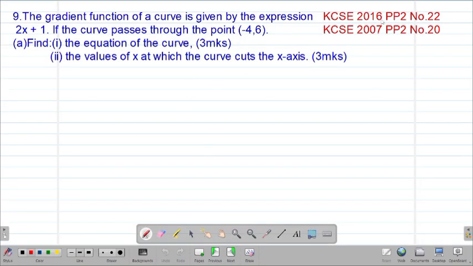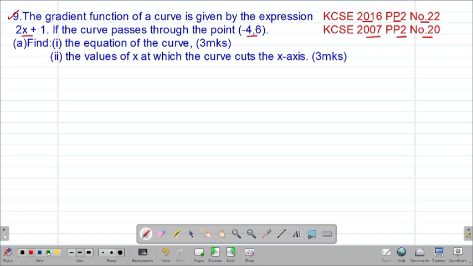Welcome to today's class. It's our 6th lesson on a given Form 4 mathematics topic called integration. So we are looking at our 9th example, which is a past cases question tested in 2016, paper 2, question number 22. The same question was also repeated in 2007, paper 2, question number 20. It reads that the gradient function of a curve is given by the expression 2x plus 1. If the curve passes through the point -4, 6, part A, find Roman 1, the equation of the curve.